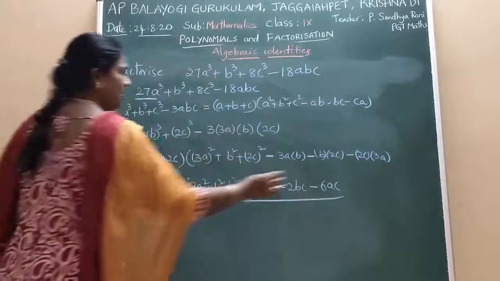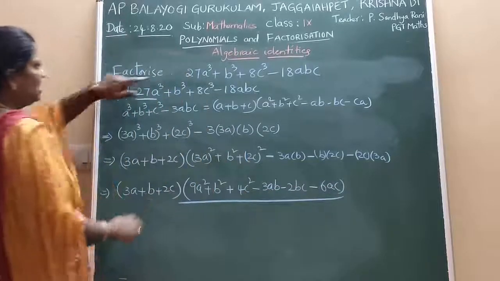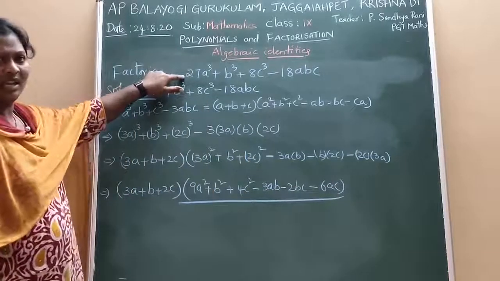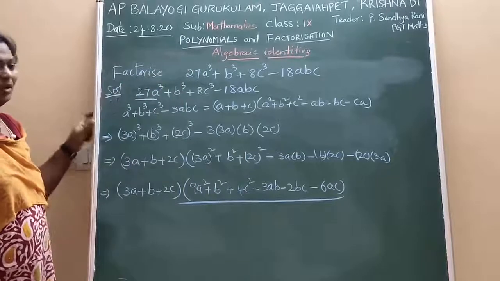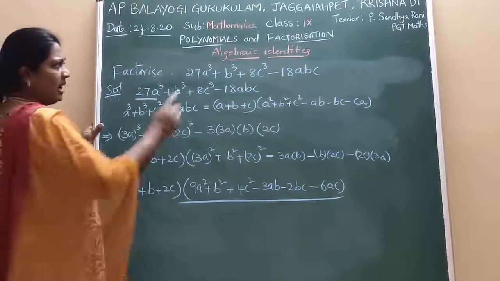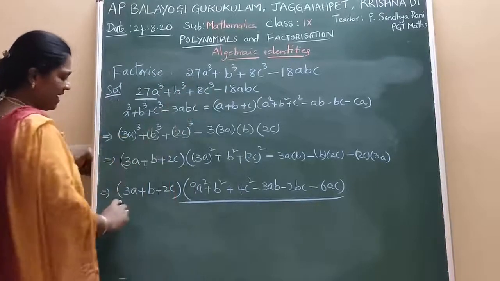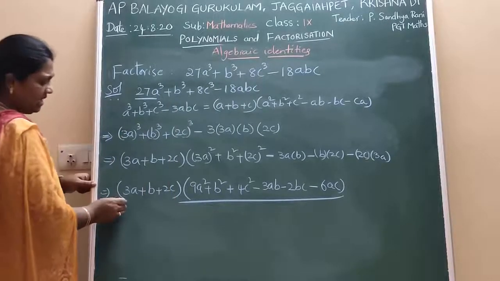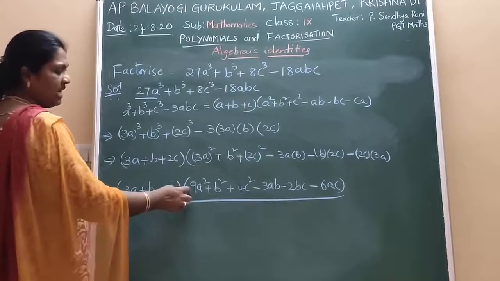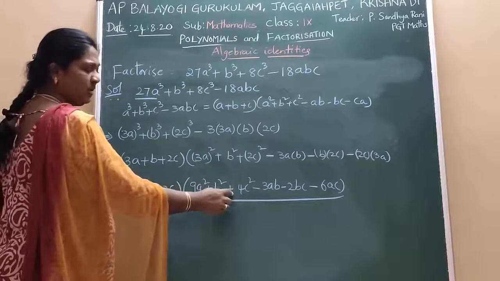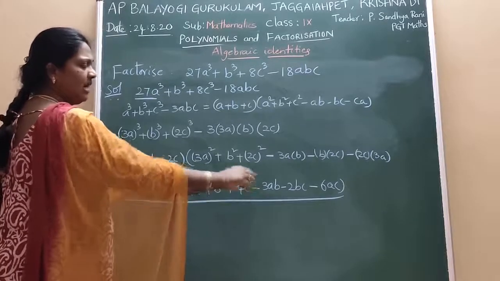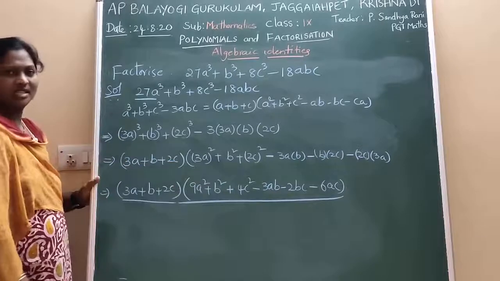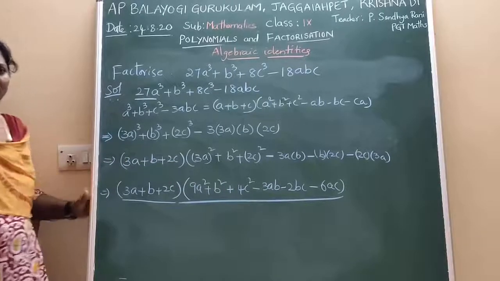This is the factorization of this given product. Okay. Understood? 27a cube plus b cube plus 8c cube minus 18abc can be factorized. By using this eighth identity, we can get 3a plus b plus 2c into 9a square plus b square plus 4c square minus 3ab minus 2bc and minus 6ac. Okay, understood?